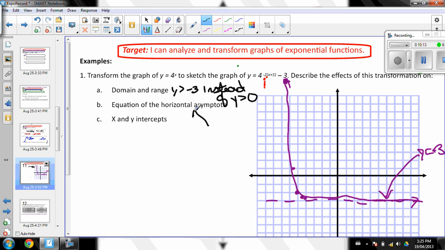So this goes into your equation as well. Your horizontal asymptote is now at y equals negative 3. So this is 3 down from y equals 0.